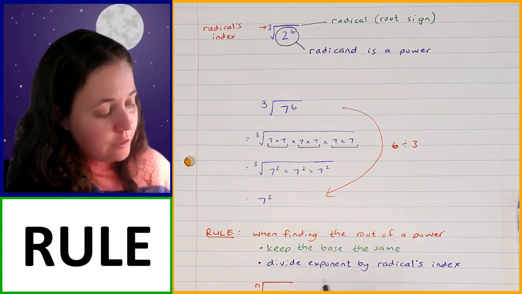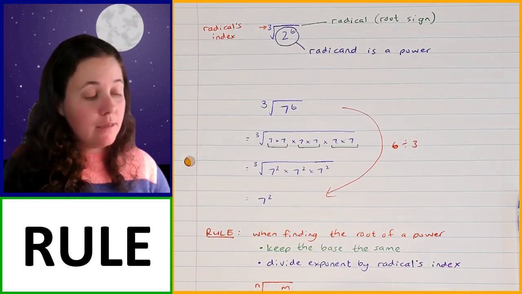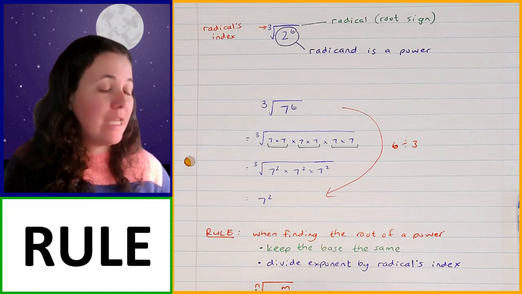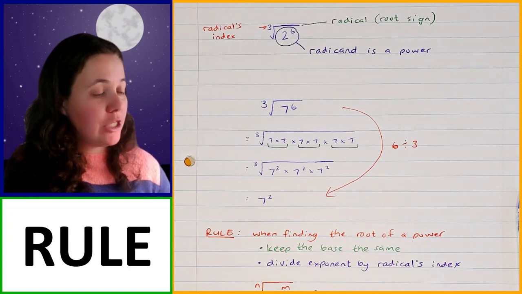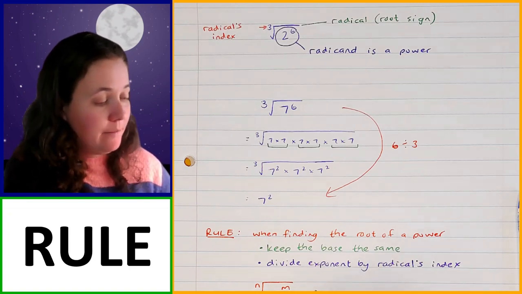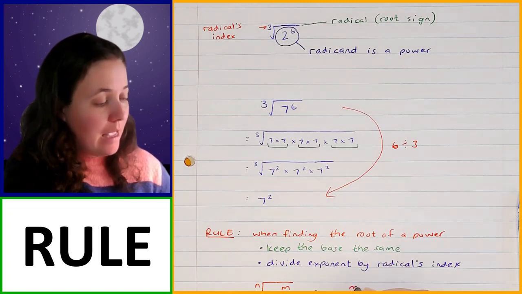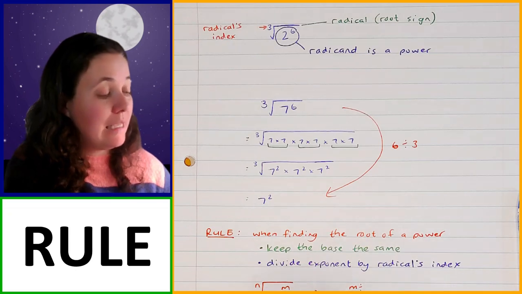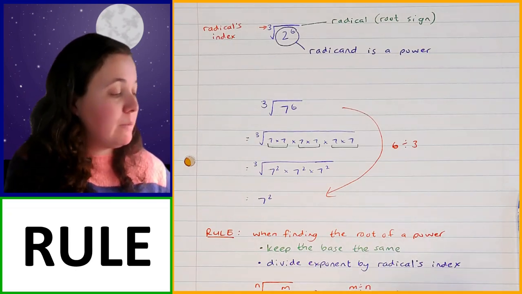The nth root of a to the power of m. So this means I have a power which has a base and it has an exponent. If I'm taking the nth root, any root of that power, what happens? My base is going to stay the same. So it's going to stay a, and I'm going to take my exponent, which is the m, and I'm going to divide it by my root, by the index of my radical, so that it's going to be divided by n.